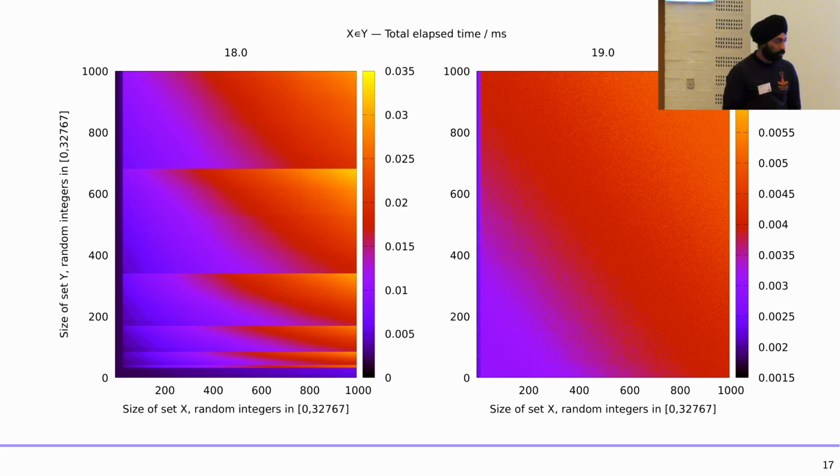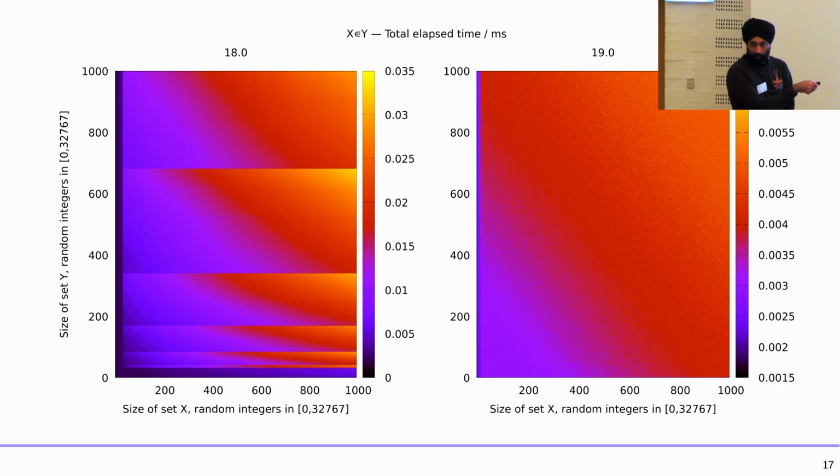So what's happening here is, at every one of these boundaries, the internal table size is being increased, so there's not as much collision happening. So that's why this is happening, and it's kind of clearly an issue. So that's in 18.0. 19.0 does not have this issue.